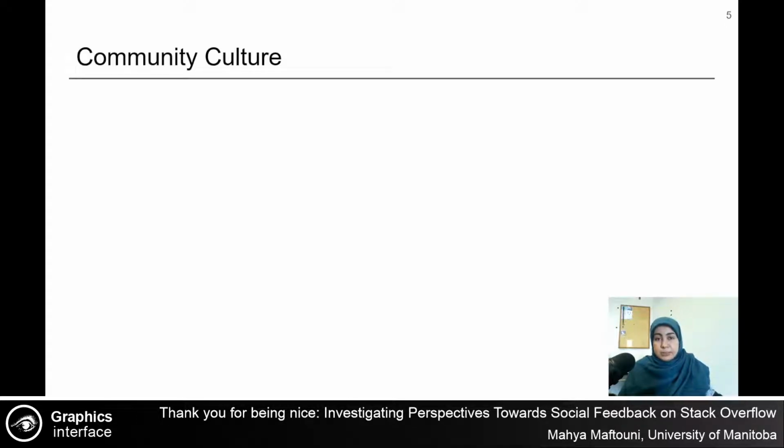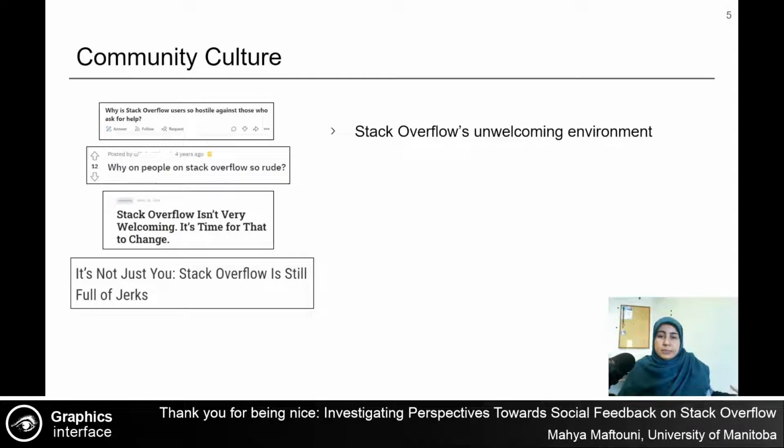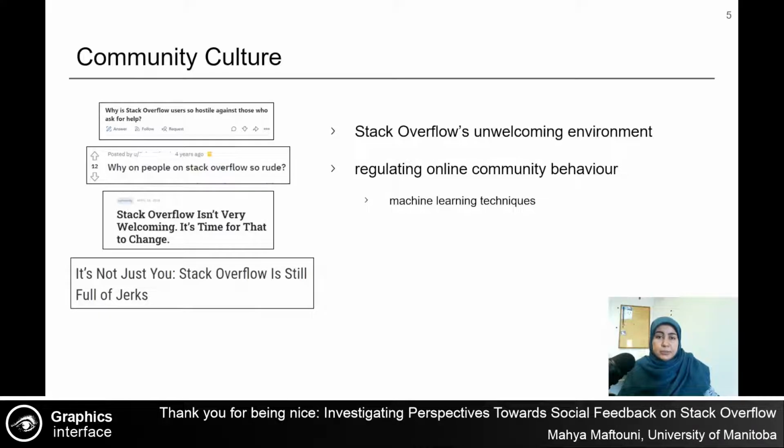There are many reasons behind this gender gap, but one well-known factor is community culture. Stack Overflow has an unwelcoming environment, which is a barrier for engagement of many users, but especially women and newcomers. Prior work on regulating online community behavior mostly focused on 2 different approaches: automated solutions based on machine learning techniques to detect online toxicity, or involving community moderators. But both of these approaches have some shortcomings and seem to be insufficient.